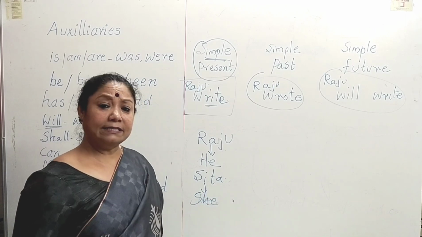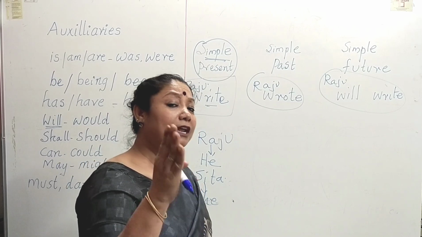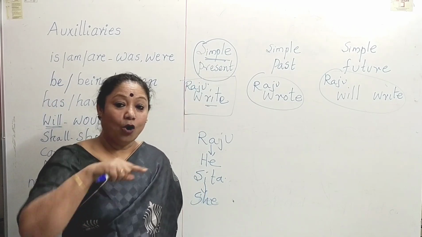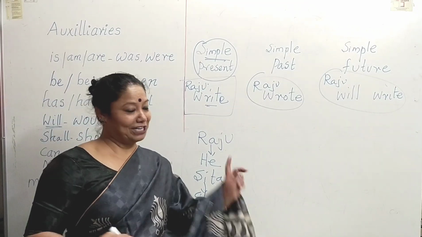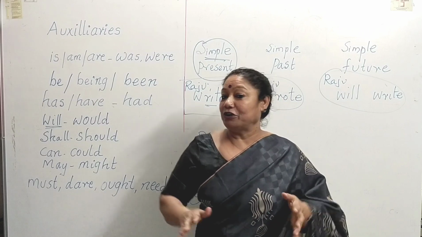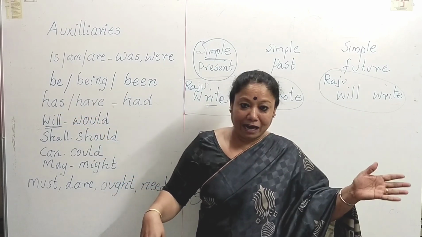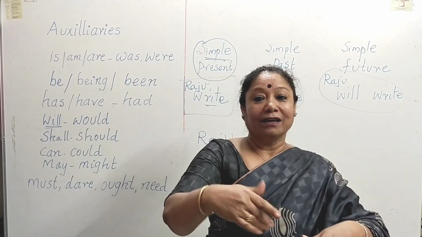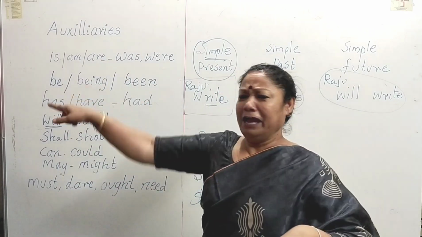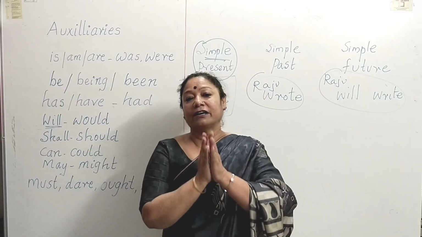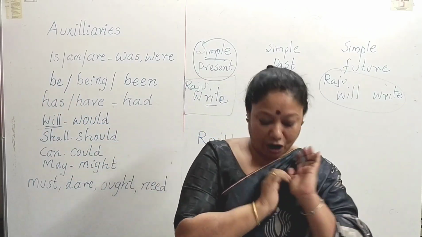The subject persons are proper nouns Raju, Sita, then he, she, it, I, we, you, they. Once again, for children it is easy for you to remember. First thing is I told you Raju, then Sita, then I, then we, then you, he, she, it, and they. All these are subjective pronouns.